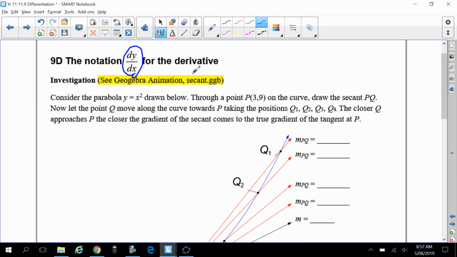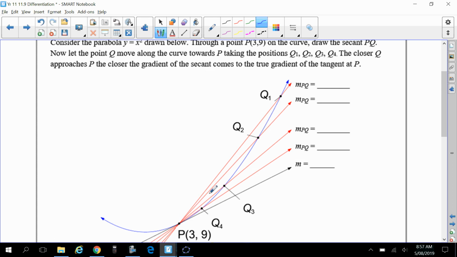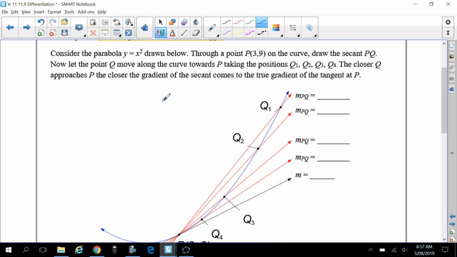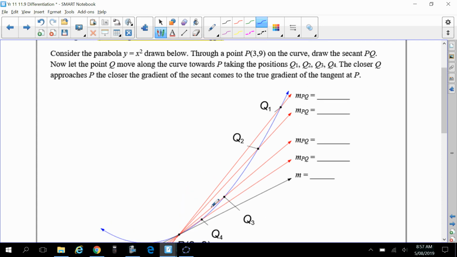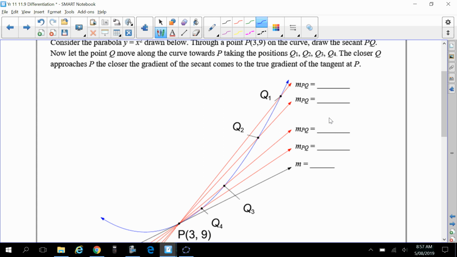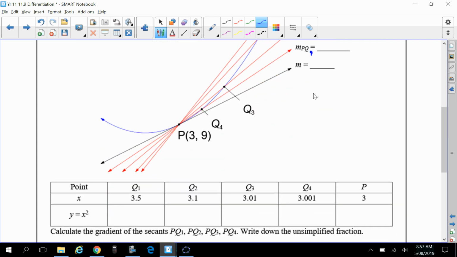Okay, so we've seen that animation. We're going to consider the parabola again, y equals x squared. We're going to find the gradient of the tangent at (3, 9) on the curve. Draw the secant PQ, and then we're going to make Q1, Q2, Q3, Q4 as close as we can to the point P. Of course, this is not drawn to scale. So this is Q1, Q2, Q3, Q4, and I can't label that on a computer. So these are the points.